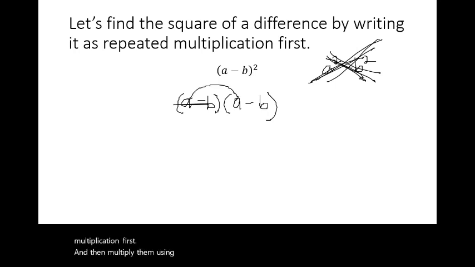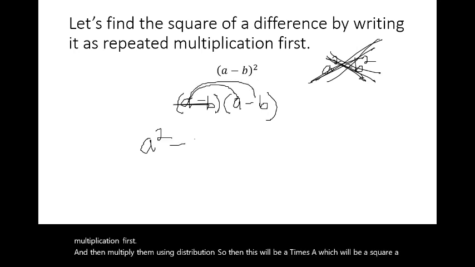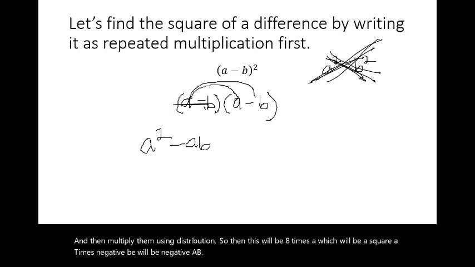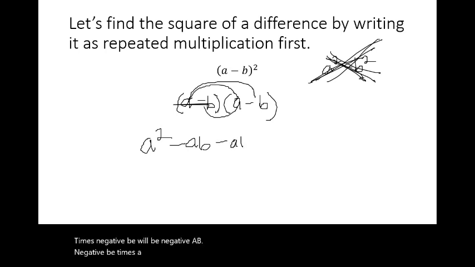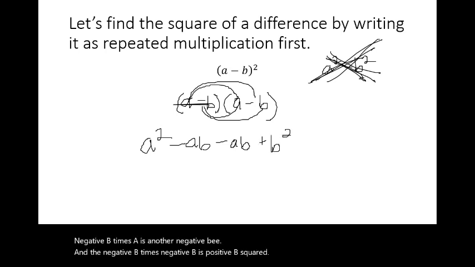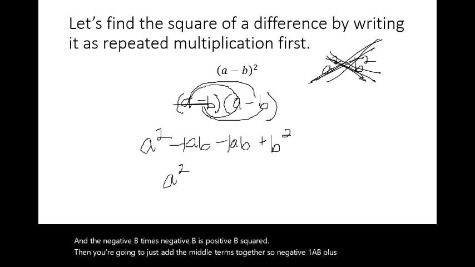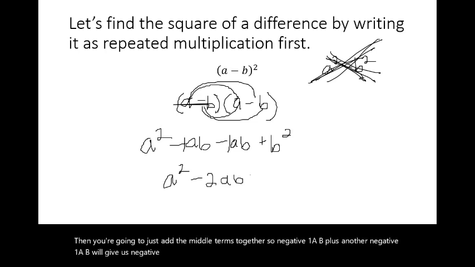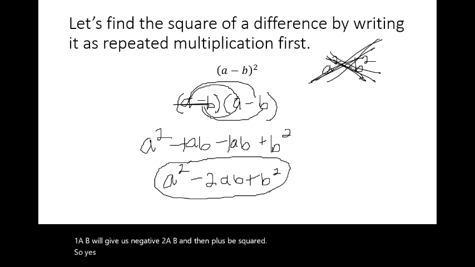So then this will be a times a, which will be a squared. A times negative b will be negative ab. Negative b times a is another negative ab. And then negative b times negative b is positive b squared. Then you're going to just add the middle terms together, so negative 1ab plus another negative 1ab will give us negative 2ab, and then plus b squared. So yes, do not distribute a power across a plus sign or a minus sign. Make sure that you expand it first and then distribute.